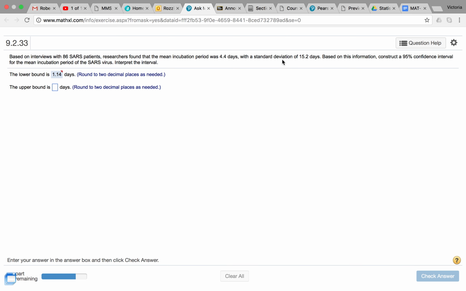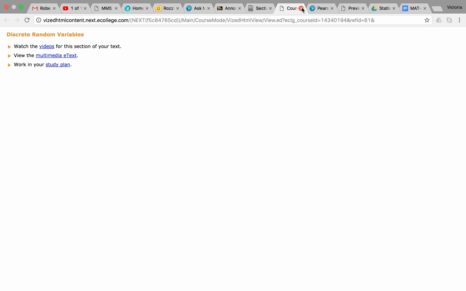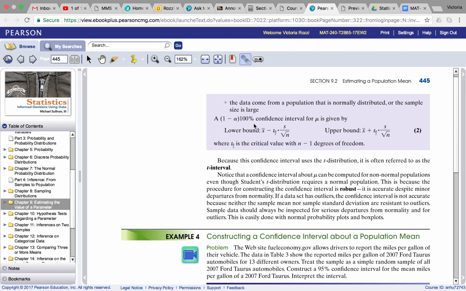So, you couldn't find the formula, so I wanted to show you where that was. I know in the question help here, it didn't have a link to the text, which is kind of annoying. So if I go to the book, here's your formula for finding your lower bound and your upper bound. We're going to take that sample mean and subtract t alpha over 2 times the standard deviation over the square root of n, and for the upper bound, we'll add that.